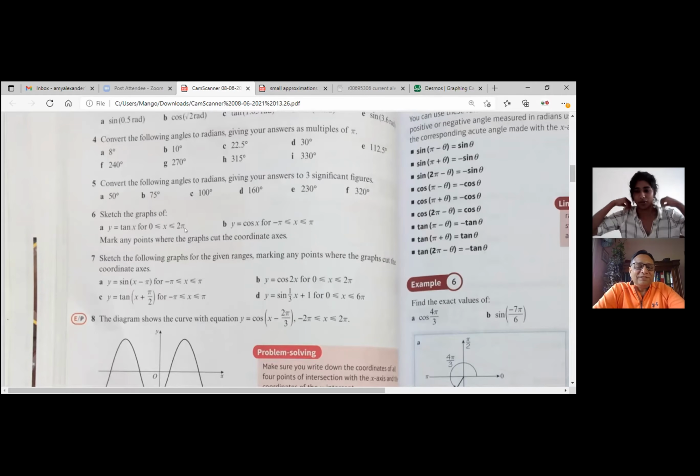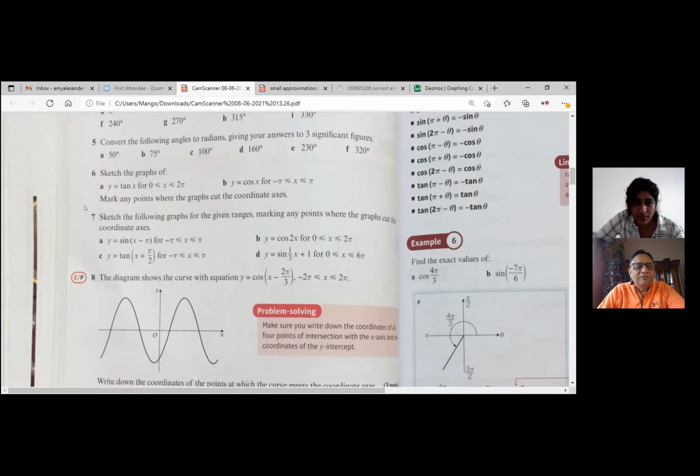180 degrees is the normal period. Sorry, I'm getting used to the radians. I'm talking in radians now just to get a bit more familiar with it. Okay, so good, 6 is done. How about 7?